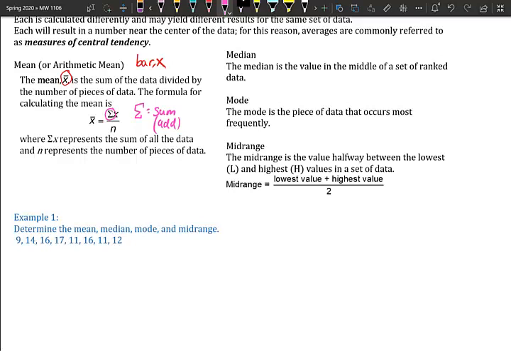Median. The median is the value in the middle of the set of ranked data, so the median is just the middle. The mode is the piece of data that occurs most frequently, so the mode is the number that repeats the most. Mid-range is the value halfway between the lowest L and the highest H values in the set of data, so mid-range is just lowest value plus highest value divided by 2.